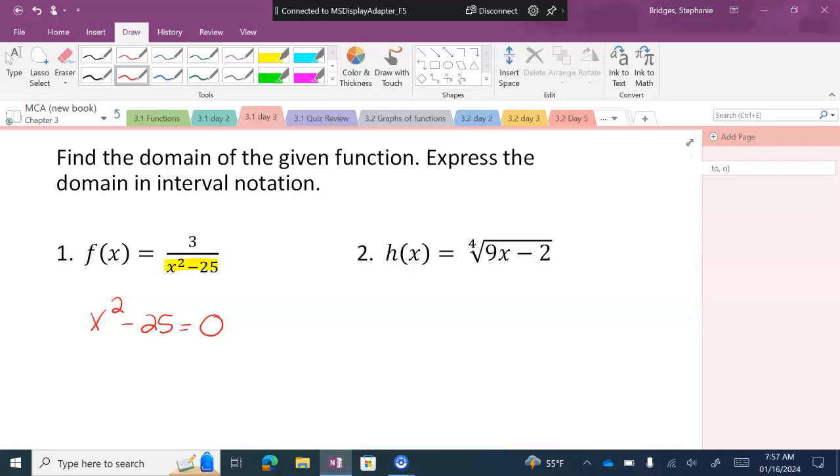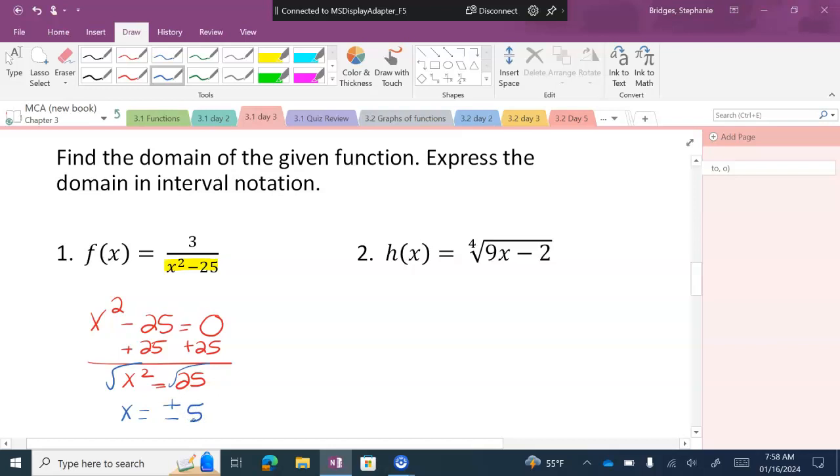But just like the other one, in order to solve it, we're going to get x squared by itself, and then we're going to take the square root. But again, because I'm solving an equation, I have to think about both options, the positive and negative. What is the square root of 25? 5. So my domain can be everything with the exception of 5 and negative 5. So kind of like this one that we wrote up here, except this time it's not 3 and negative 3. It's negative 5 and positive 5.